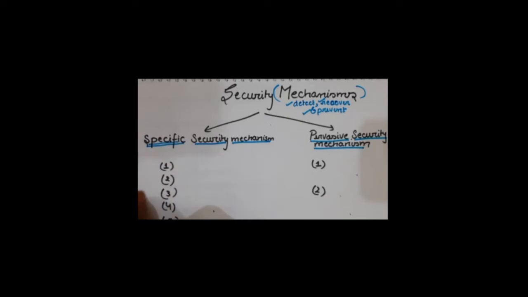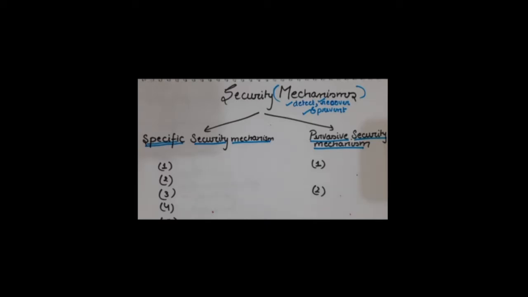Talking about specific security mechanism. Now, specific security mechanisms are those that are specific to particular OSI security services or protocol layers. Whereas pervasive security mechanisms are those mechanisms that are not particular to OSI security services or protocol layers.